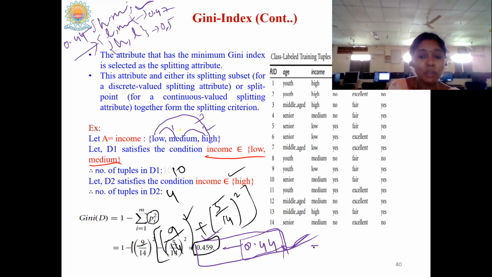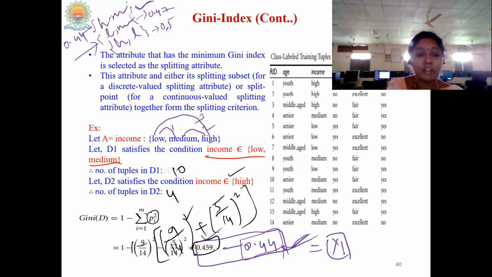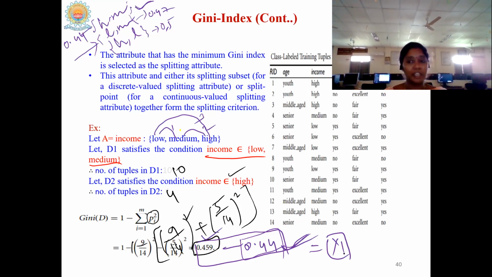Then you can get some value. Let's say it is X, or X1, for example. Now what is the X1? GINI index of the attribute income. Final ultimate GINI index of the attribute income. Next, what to do? Just like here we have selected income, in the next step we need to select the attribute age. Just like income, for income we are getting some X1 value as a GINI index, and after that we need to select age.